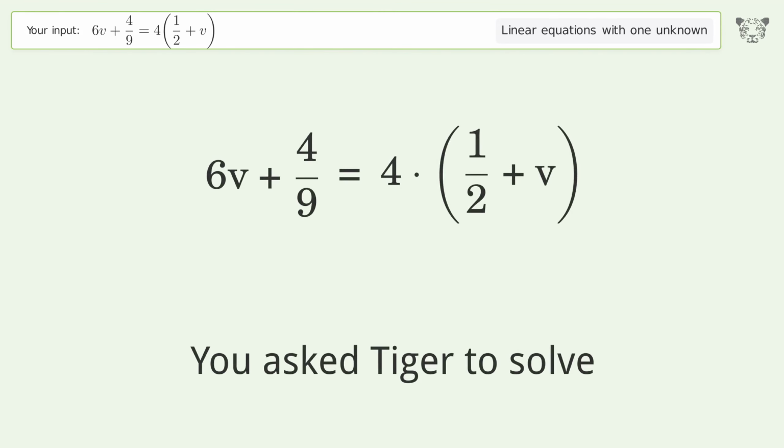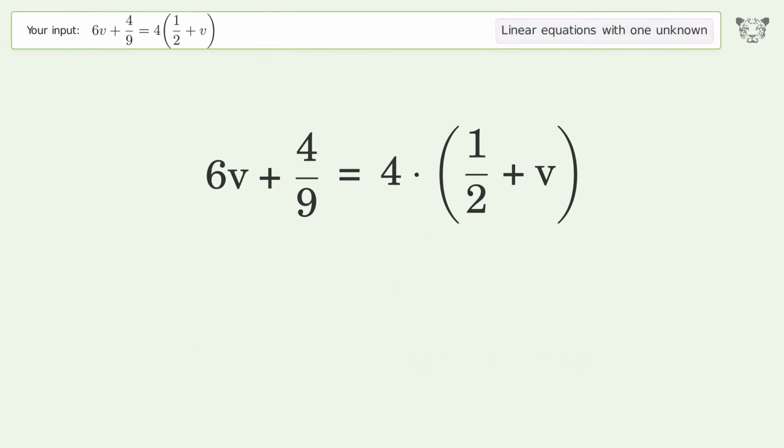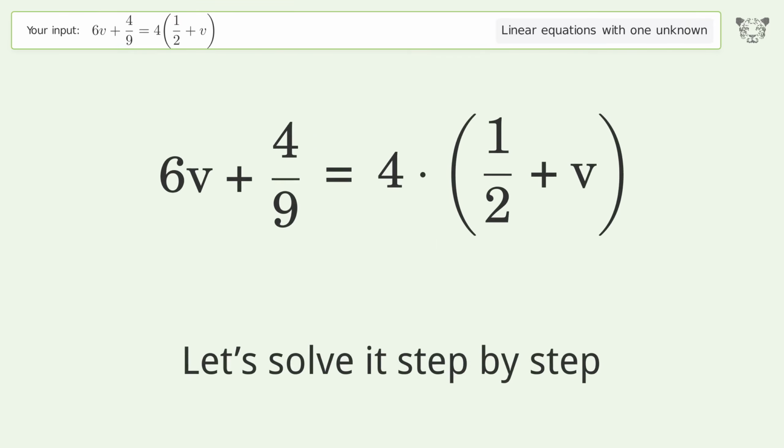You ask Tiger to solve. This deals with linear equations with one unknown. The final result is v equals 7/9. Let's solve it step by step.